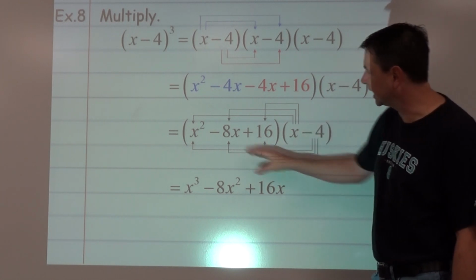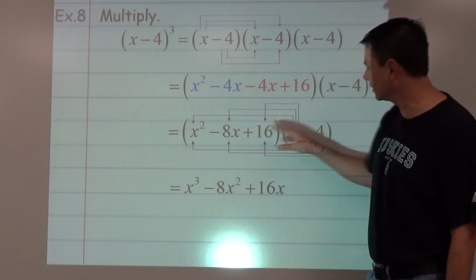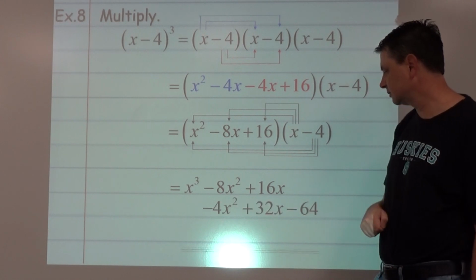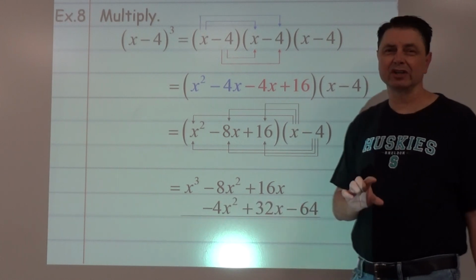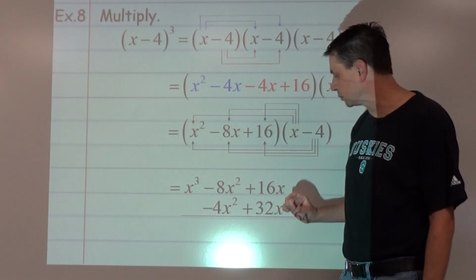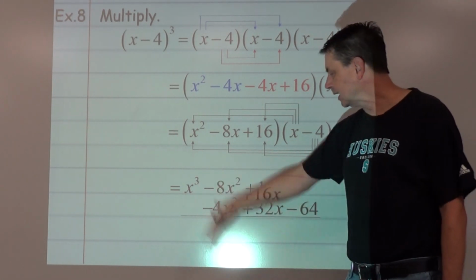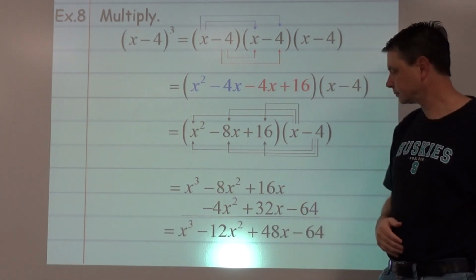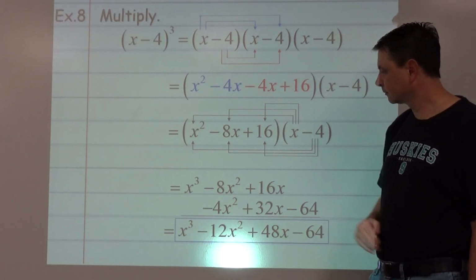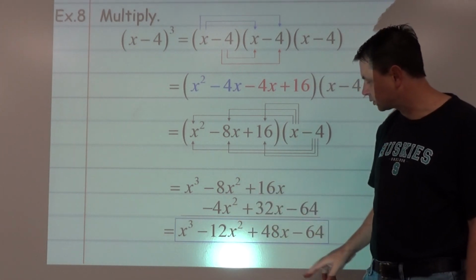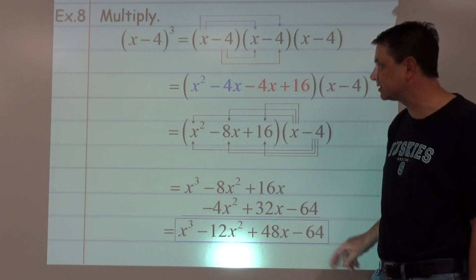Now we distribute the negative 4 to that, to that, to that. Watch out for your signs. Signs are where most mistakes are going to be made, whether we're talking about positive or negative signs. Add straight down. x cubed minus 12x squared plus 48x minus 64.